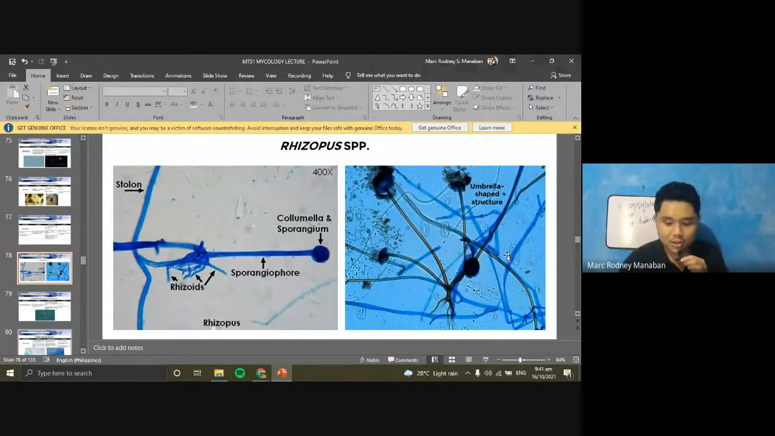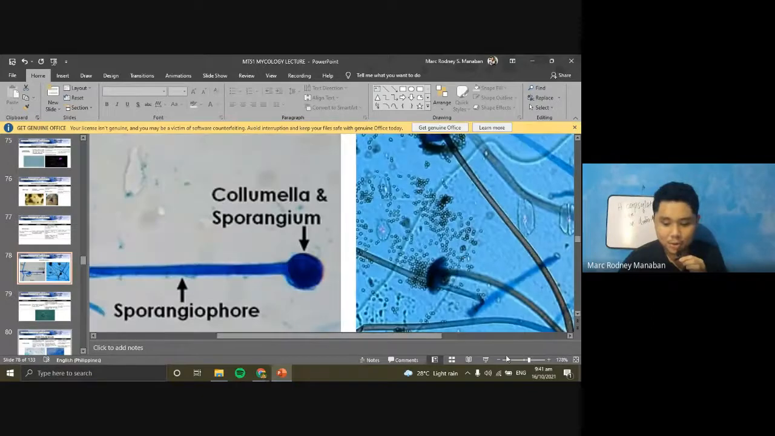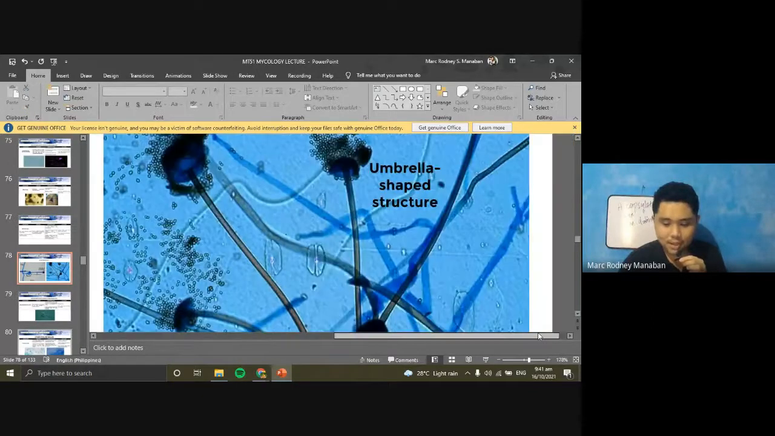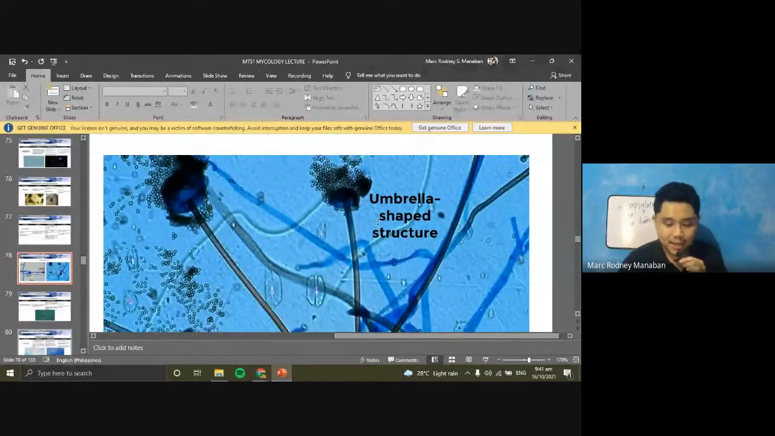And there's the umbrella structure, dears. When your sporangia rupture, it leaves behind the umbrella-shaped structure known as the columella. Okay? And then the spores are released into the environment.